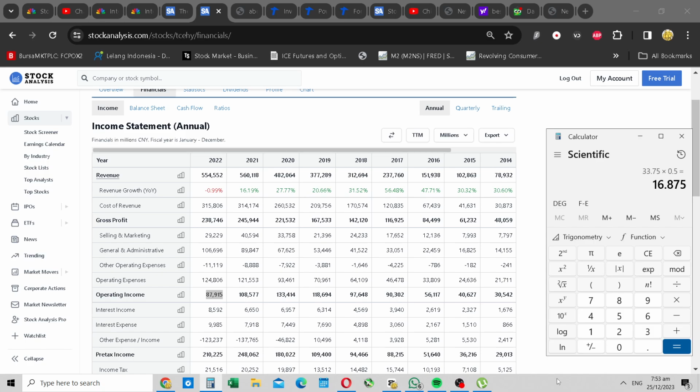The Baba video is going to come next. This one is just for Tencent. All this is based on PEG, the price earnings growth ratio. You all take a look at it.